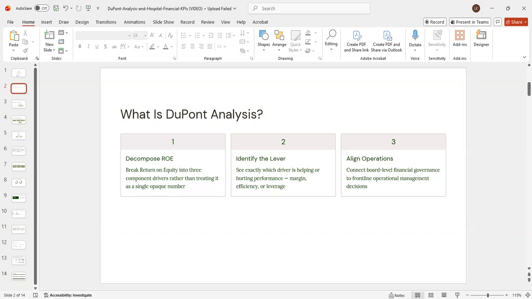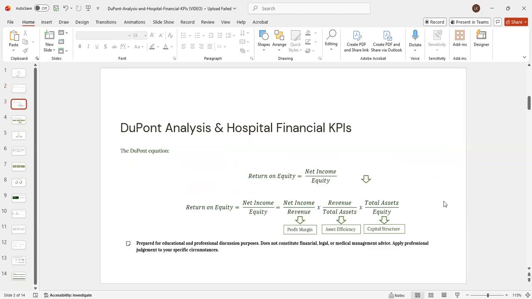Again, the way we apply the DuPont equation is you start with the basic question: how much income are you generating relative to the equity capital, the amount of money that the owners have put into the operation, where the income is the numerator and the amount of equity is the denominator.